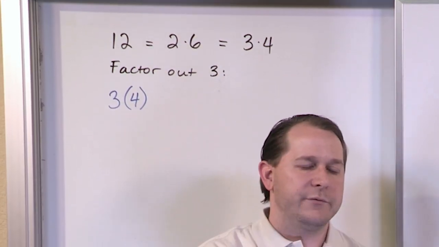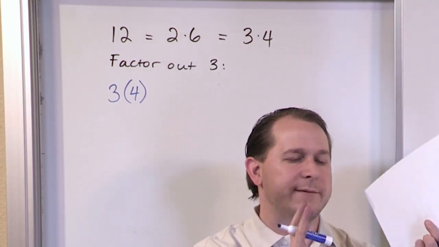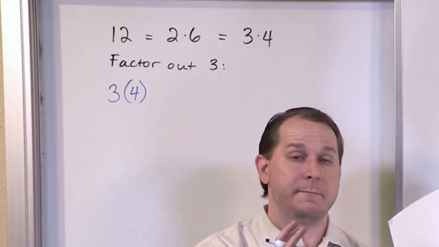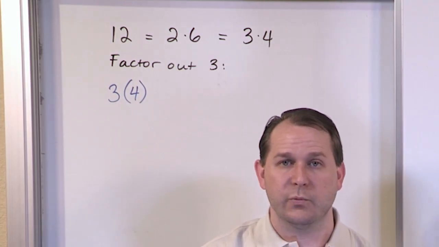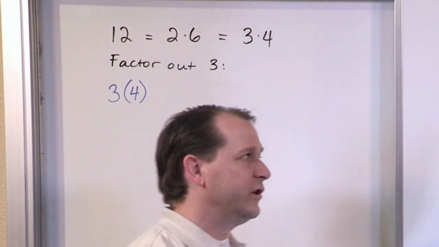When you pull it out, you're pulling it outside the parentheses, and whatever's left inside, you have to make it such that whenever you multiply everything together, you get 12 back to begin with, which is the simple example I'm giving you here.